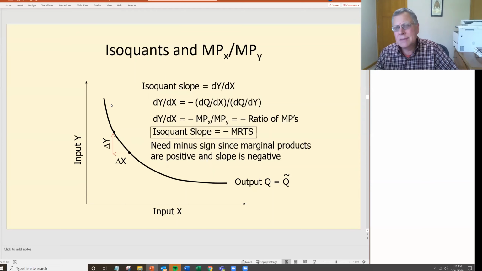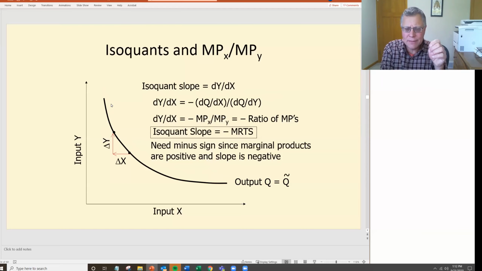And so there's just this minus sign running around, and this is as close as I can get without going into something called the implicit function theorem, and I'm not going to do that. It's not needed for this class. But the slope of that isoquant, the trade-off curve between the two inputs, is the ratio of the marginal products with this extra minus sign running around. And we call that ratio of the marginal products the marginal rate of technical substitution, the rate of substitution between these two inputs.